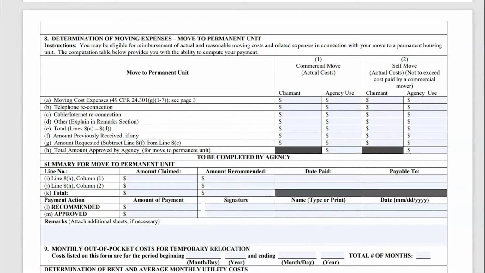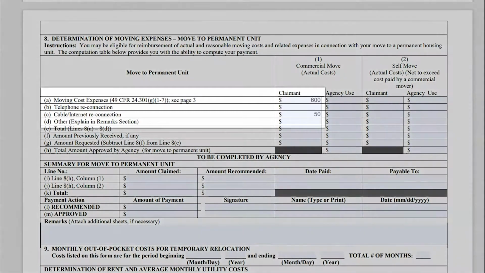First, cells 8A through 8D will be filled in by the claimant with their actual costs incurred for moving to the permanent unit. 8A through 8C provide common examples of temporary relocation costs that can be incurred. Other costs can be claimed in 8D, and they will need to be explained in the remarks section at the bottom of the page.